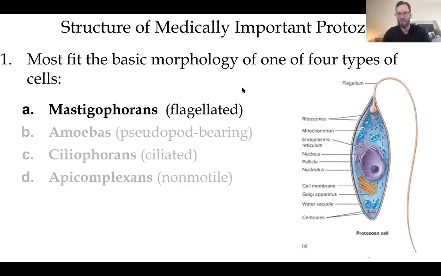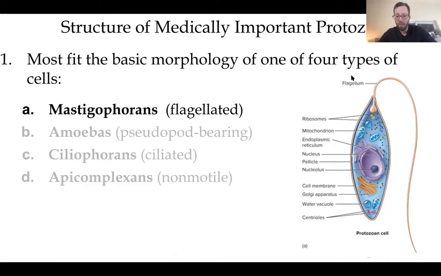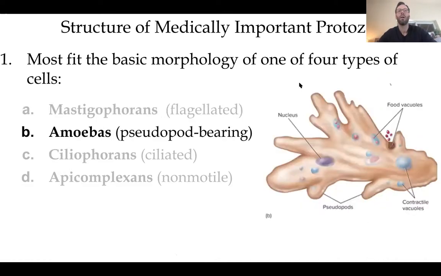The morphology of protozoa falls into 4 different categories, and you need to be familiar with these categories. It's not too challenging. You have the mastigophorans, which have flagella, okay? Right here, this long little tail whips it all around. And then we have amoeba. Amoeba are the ones with pseudopods, okay?